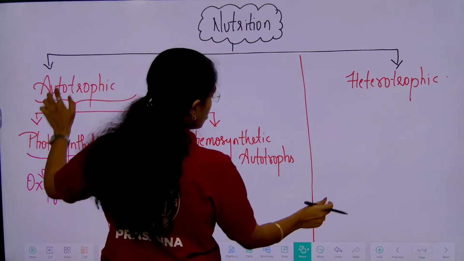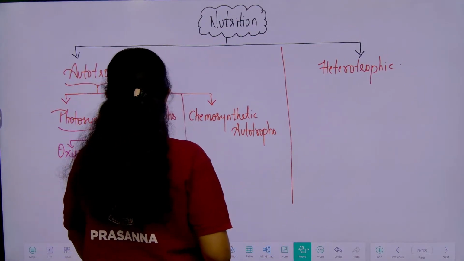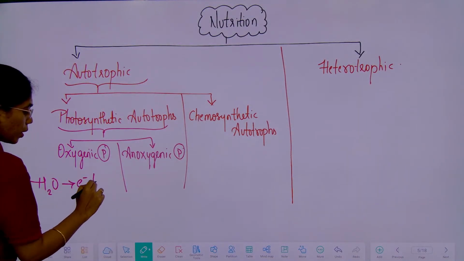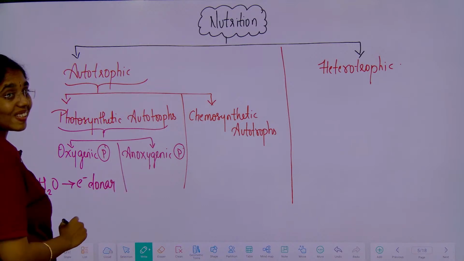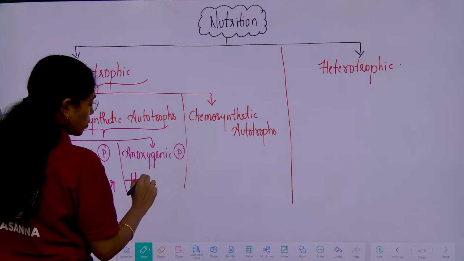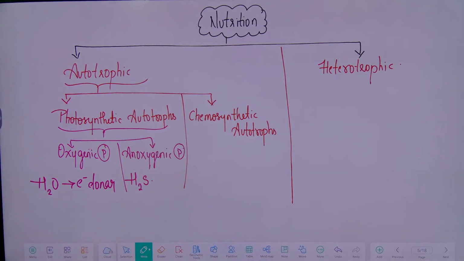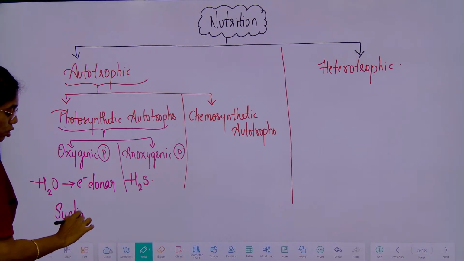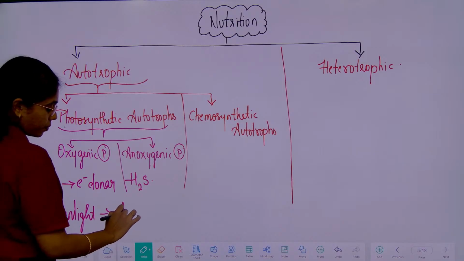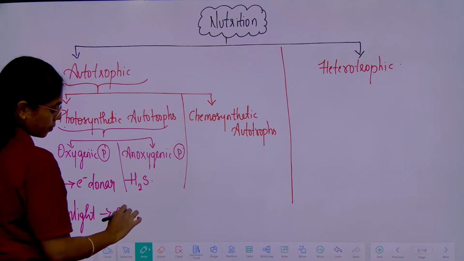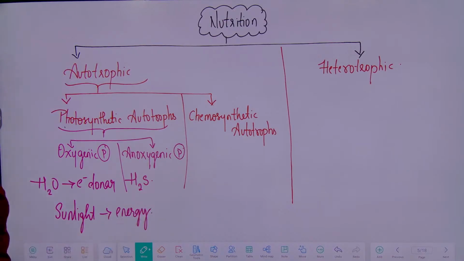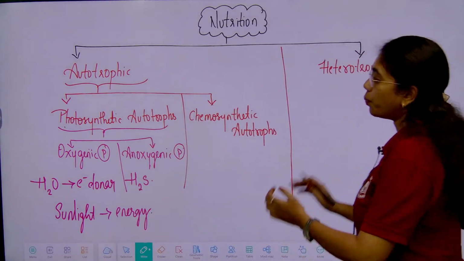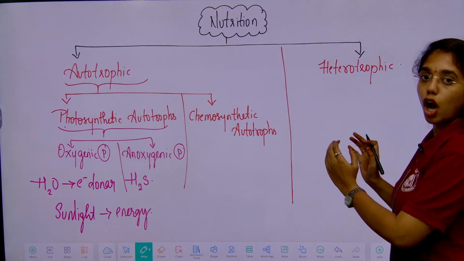In oxygenic photosynthesis, the electron donor is H2O. In anoxygenic photosynthesis, the electron donor will be H2S. Clear, right? And the energy is taken from sunlight. Sunlight is the ultimate source of energy. And then chemosynthetic autotrophs will consume the energy to prepare the solid food material or complex molecules.